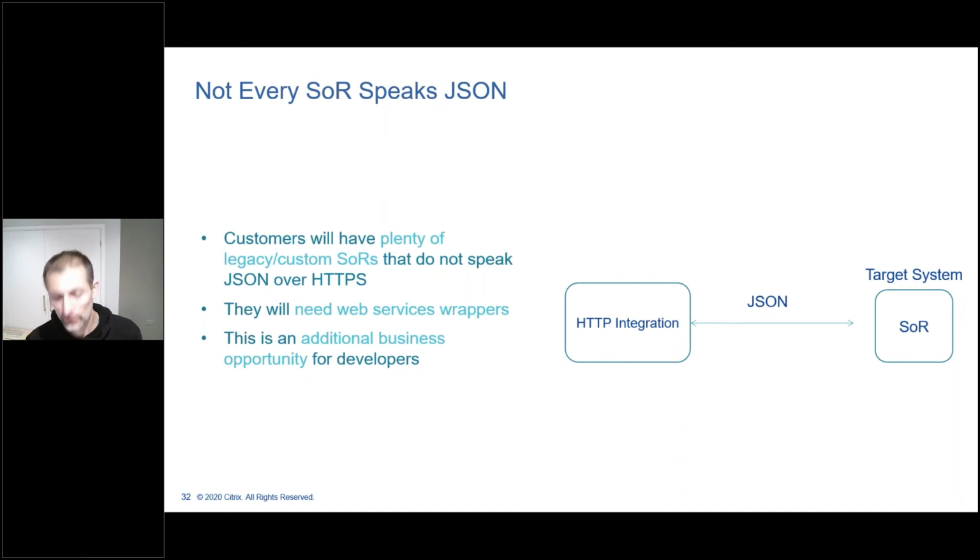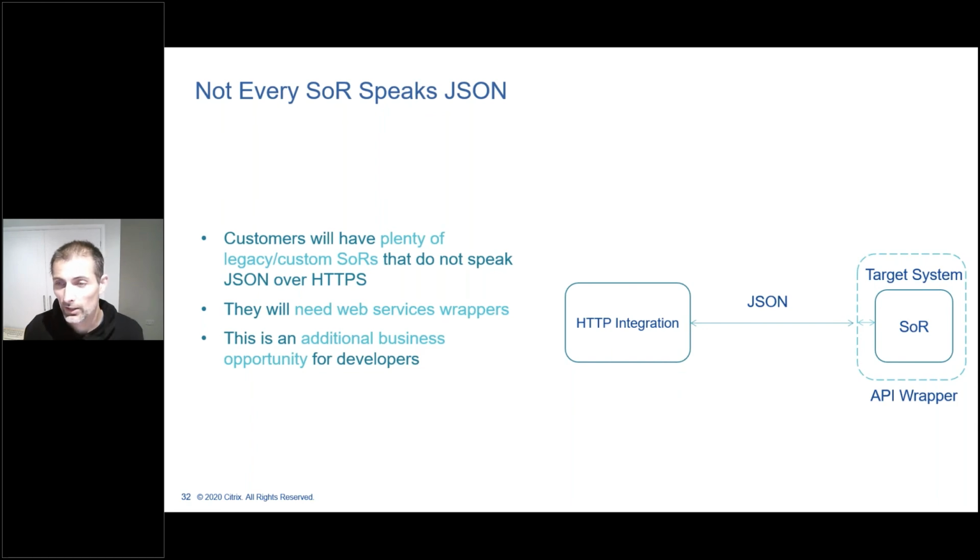So you are going to need some kind of wrapper, and we'll call that an API wrapper or a web service wrapper. Really what you're doing is translating from whatever that target system speaks to JSON over REST. Now, before you get too excited about that, yes, clearly that is more work, but also clearly this is an additional opportunity for people who want to sell services, because the customers are going to have lots and lots of such systems that need some amount of, I'm going to call it middleware writing, okay? And there's nothing wrong with that.